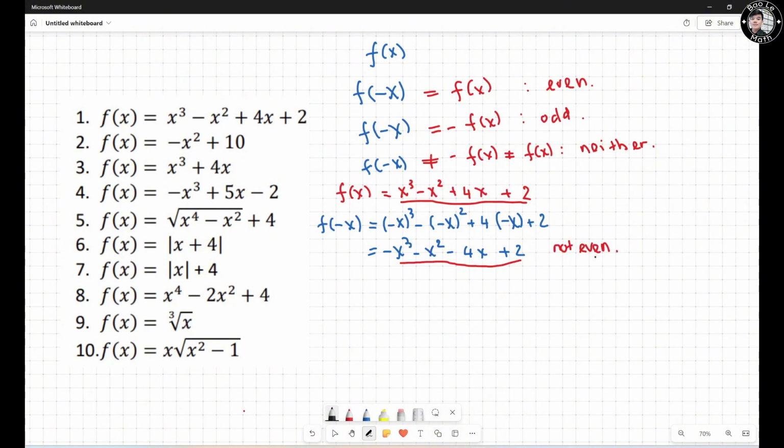Now it is not even, we need to check to see if it is an odd function, right? So in order to do that, we need to factor the negative one out, right? So I put negative, parentheses right here, which means you're gonna divide each term right here by negative one, right? So I have negative x cubed, I divide by negative one, it turns out to be x cubed. Now negative x squared divided by negative one turns out to be plus x squared. Negative 4x divided by negative 1 should be plus 4x. Plus 2 divided by negative 1 should be negative 2. Alright, now I check the one inside parentheses to see if this guy matches f of x, right? So f of x, I got it right here. And this guy right here is different, right? So this is not odd. So because it's not even, and it is not odd, this guy should be neither.